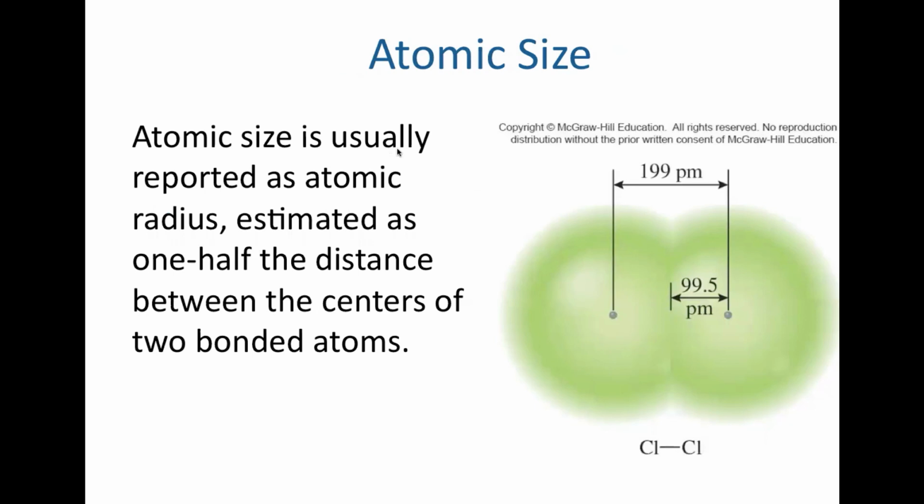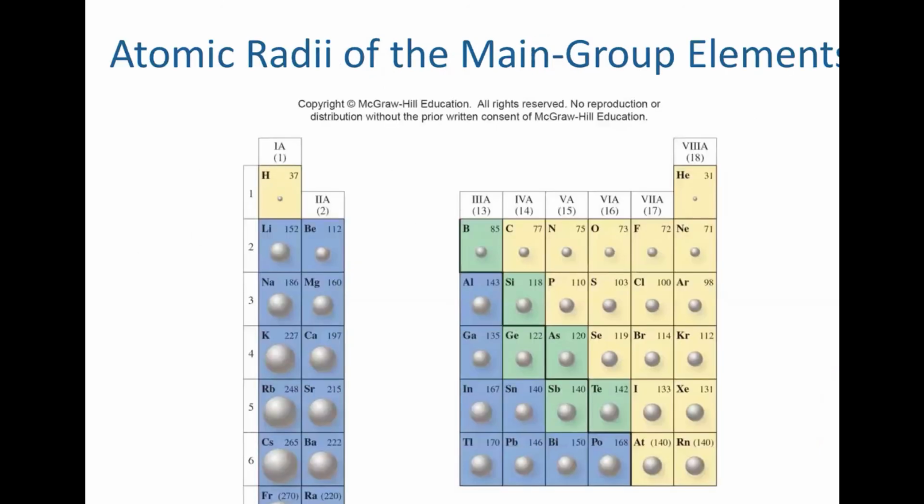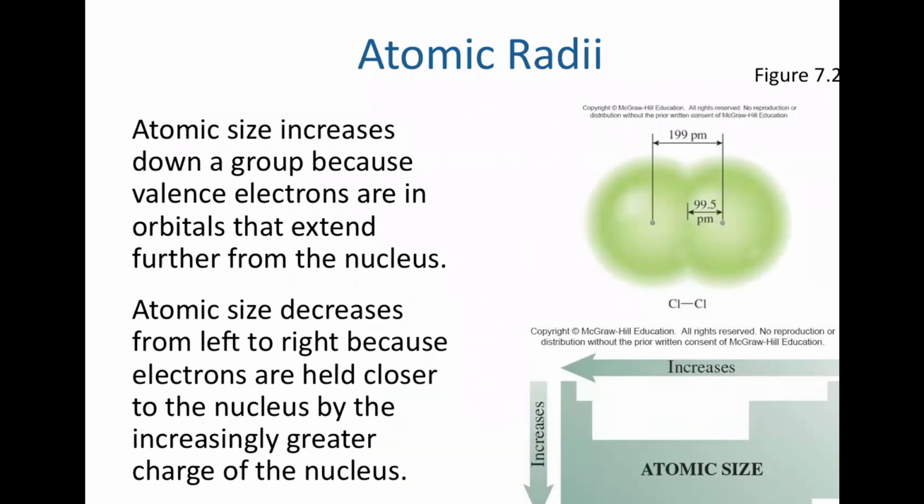The atomic size is usually reported as the atomic radius, 1/2 the distance between the centers of 2 bonded atoms, right? So if I have chlorine-chlorine, the distance halfway in between the 2 nuclei would be reported as atomic size. And that shrinks as you go up and to the right. Okay, so as we go up and to the right, we get smaller. This is a really nice trend. It's observed almost perfectly. And it increases as I go down and to the left.